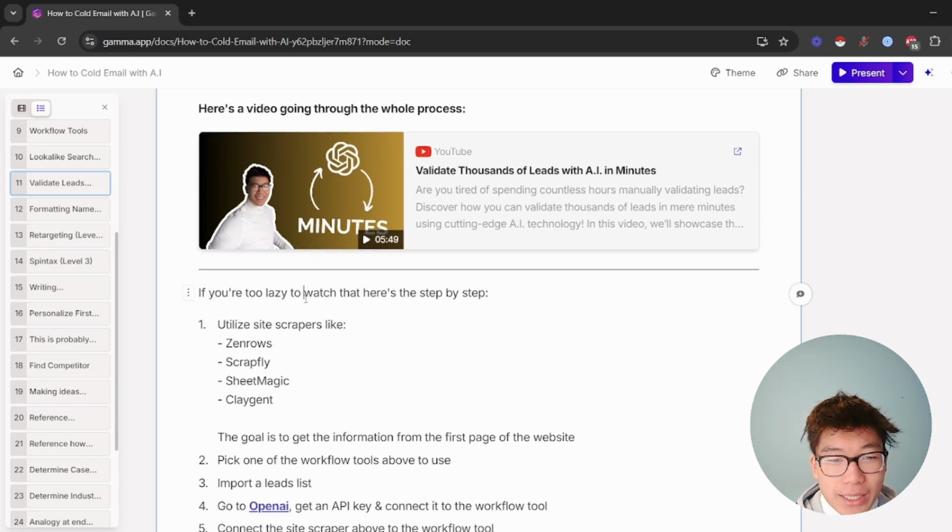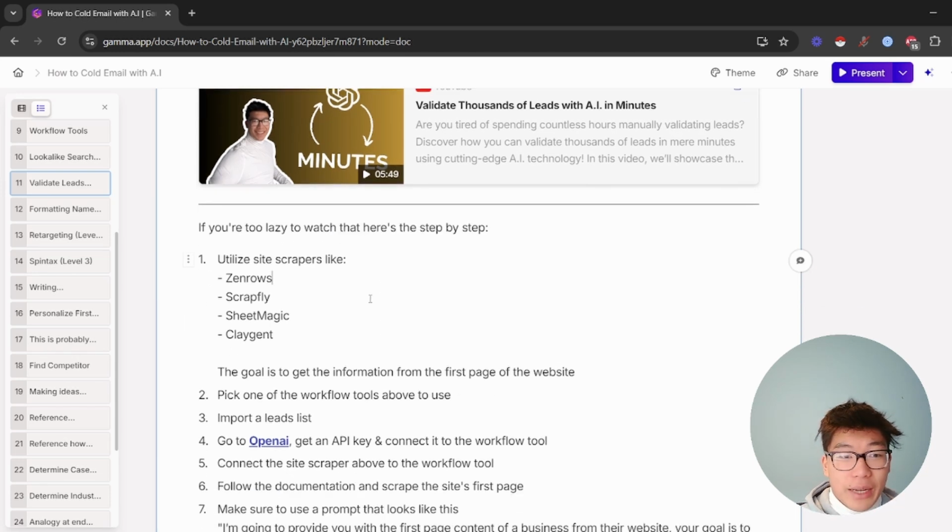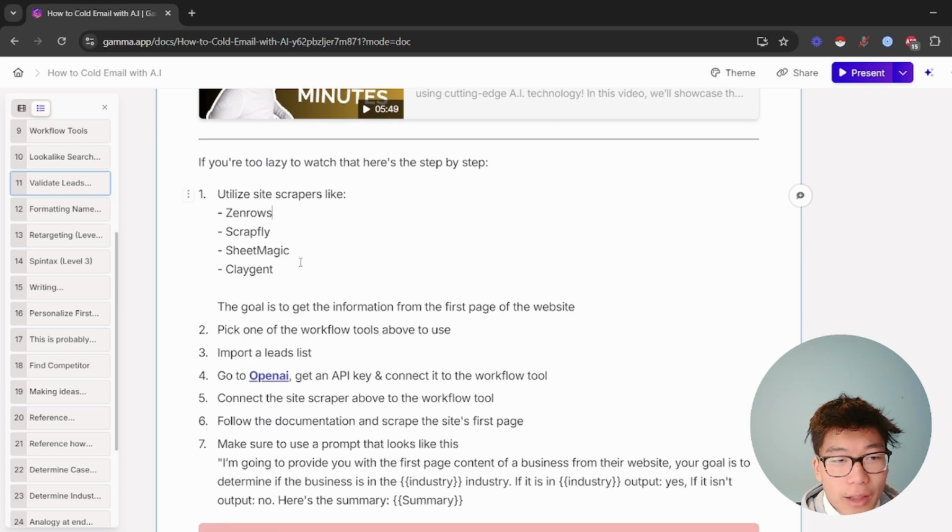So if you're too lazy to watch that, here's the step by step. Utilize site scrapers like Zenrows, Scrapfly, SheetMagic, Claygen. I'll go into what these are a bit more, but basically these are just site scrapers where when you scrape the first page of the site, it'll get all the information and bring it back to you, and you can put it back inside a Google Sheet type thing.